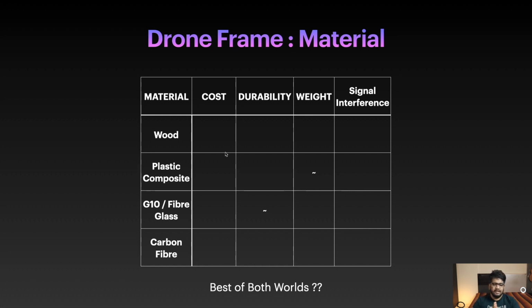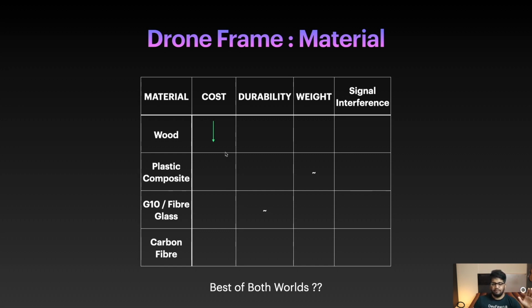So let's compare different materials. On the left, you can see the common materials which are being used for making drones. It's wood, plastic composite, G10 or fiberglass, or carbon fiber. Let's talk about wood. Wood basically costs very little. There are different wood materials which are being used in making drones. I am not sure, but I think pine wood is one of them.